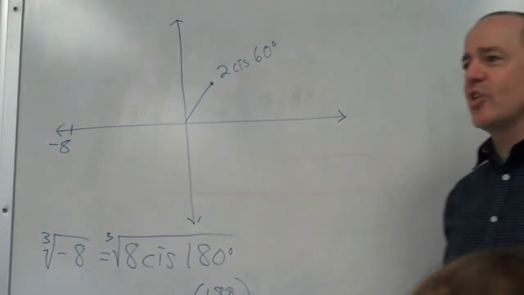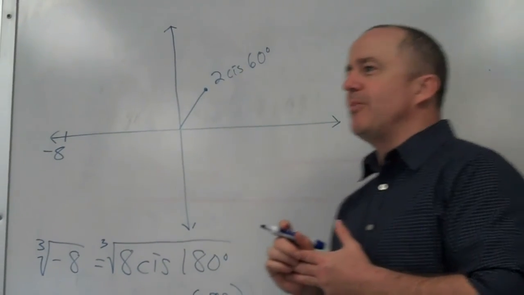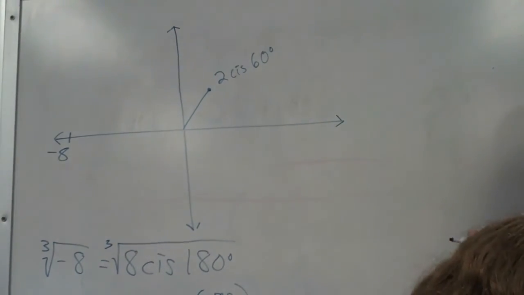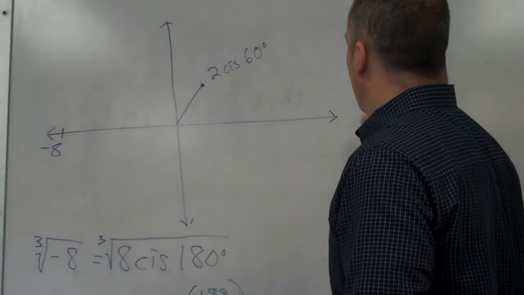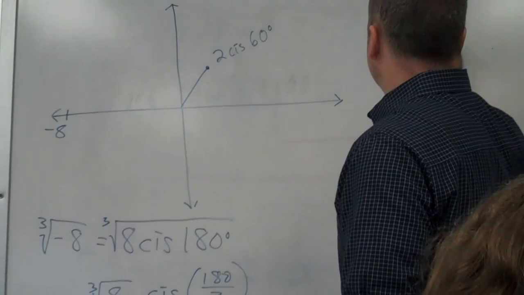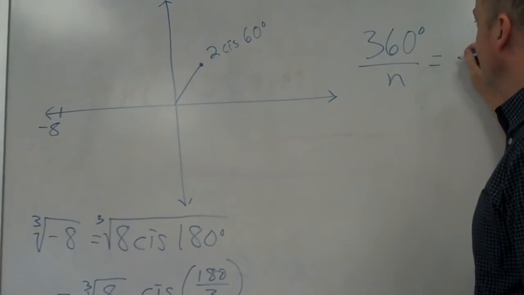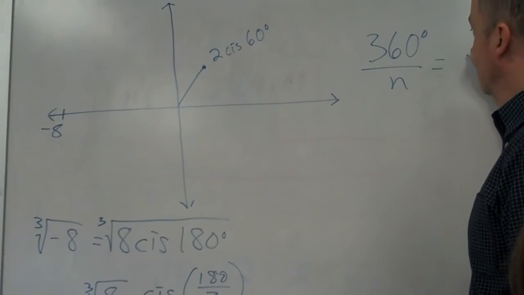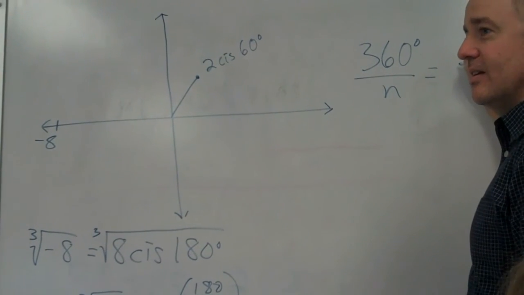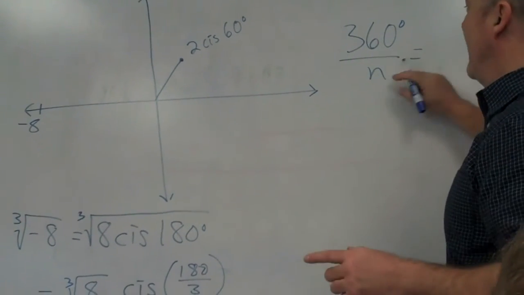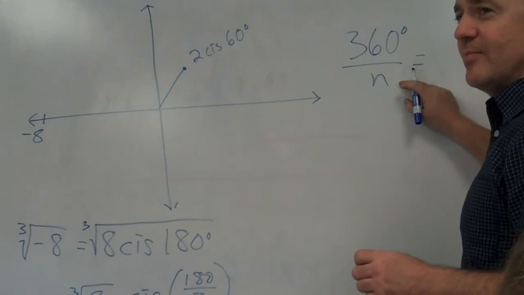Now, if the other answers are evenly spaced on a circle, and there are 3 of them, how many degrees apart are they on the circle? How many degrees are there in a circle? 360. So I take 360 degrees divided by n, and what does that get me? Oh, isn't that how you find out how many angles are on a polygon? Yes, very similar. Now, n in this case is 3, because I'm looking for a cube root. So what's 360 divided by 3?